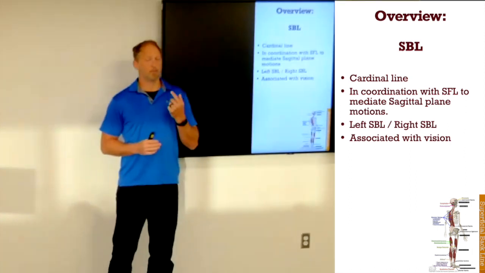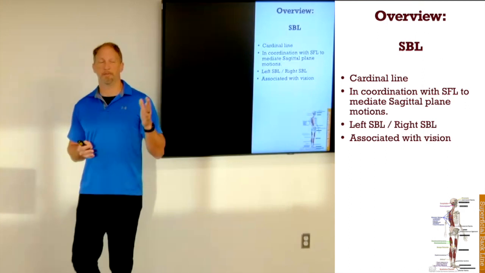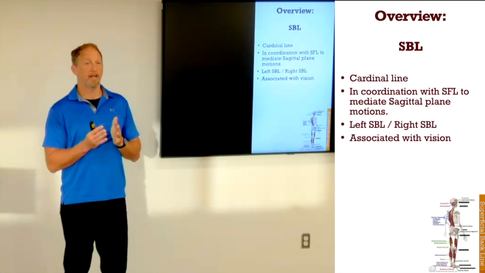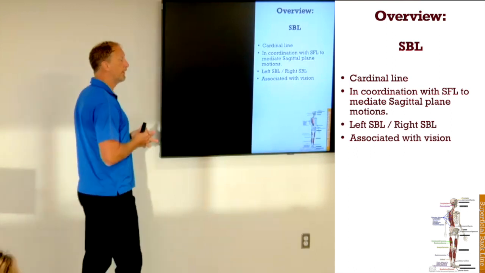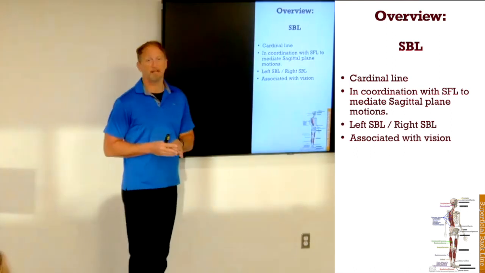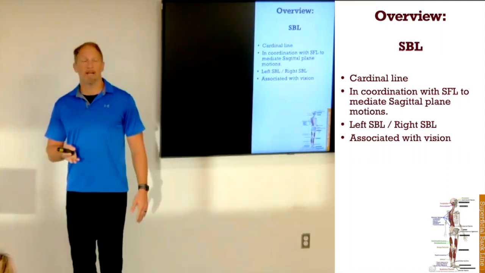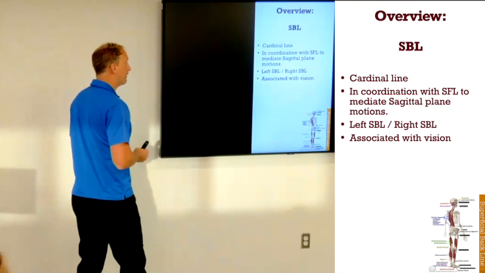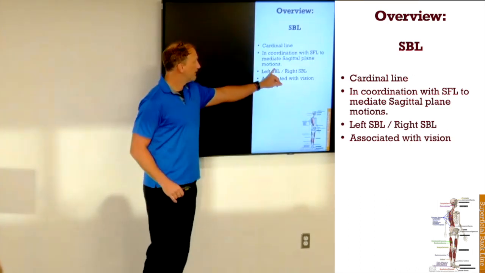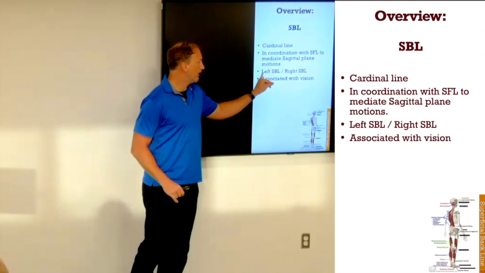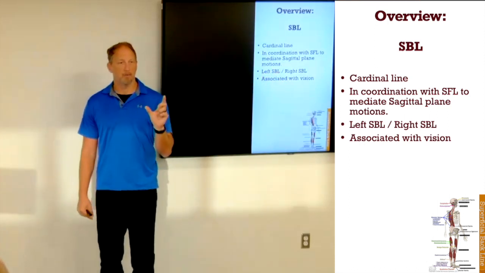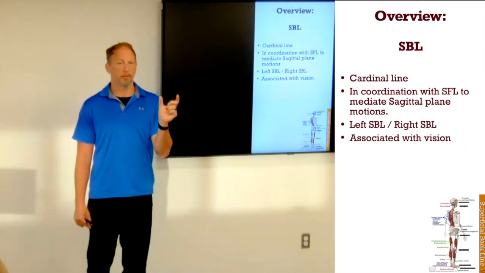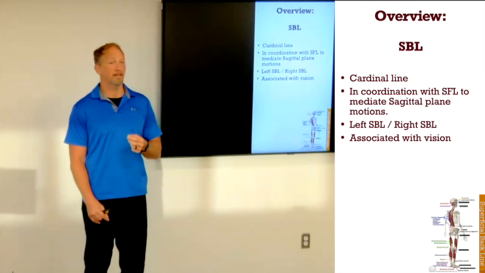Don't just think that there's one superficial back line. There's a superficial back line on the left side, and there's a superficial back line on the right side. They're not connected. They're in very close proximity to each other, but they are not connected. Why that's important: you can have an issue on one side and not the other. And as soon as we run into an issue on just the left superficial back line, because of their orientation, we can create a little bit of rotation, a rotary component to a lot of the things that we're seeing.